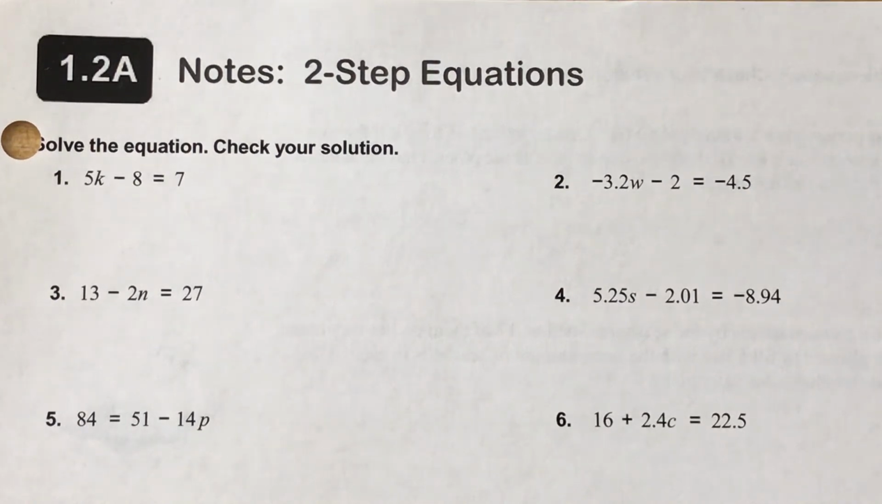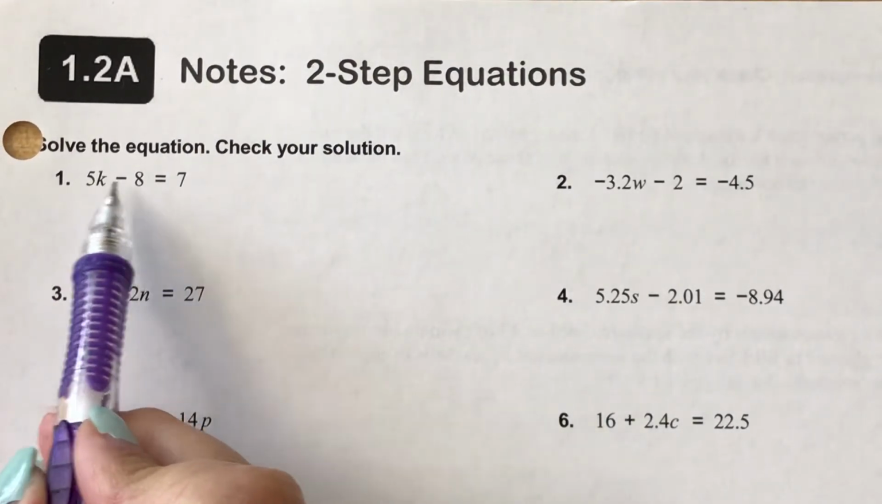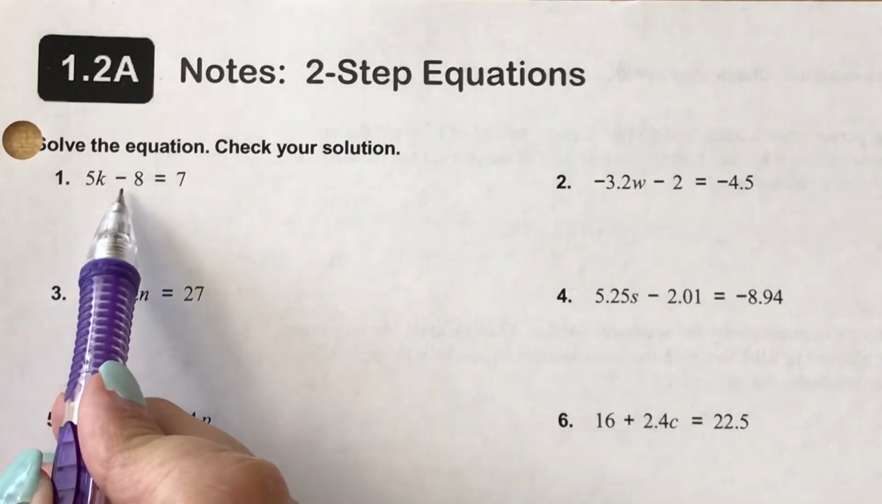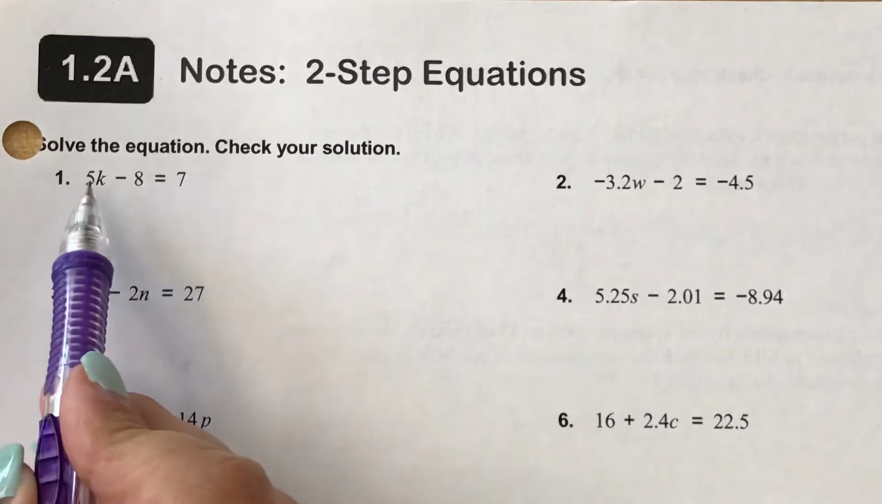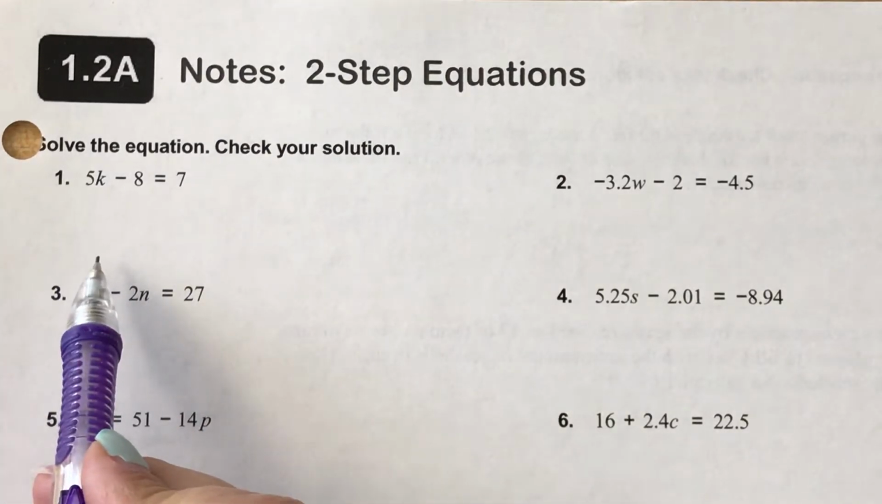Okay, so we're going to get started with lesson 1-2A, which is stepping it up to two-step equations. That means that the majority of our equations today will have two operations that were done to our variable, and therefore it's going to require two inverse or opposite steps before we get that fully isolated.